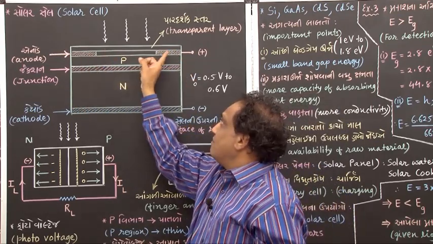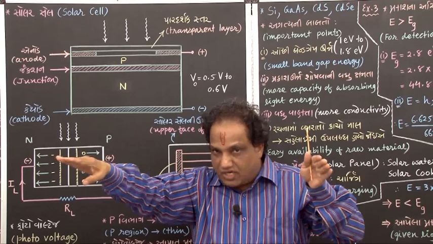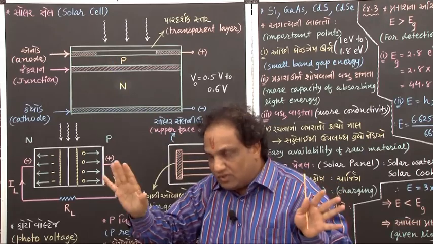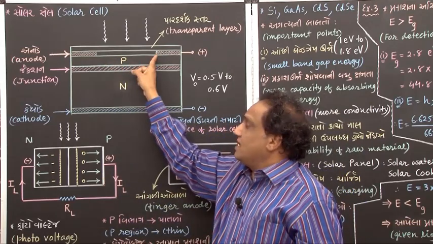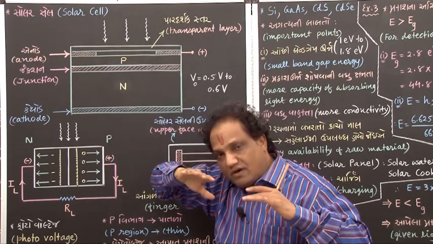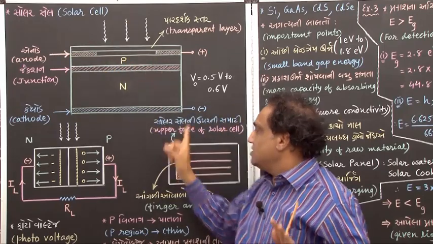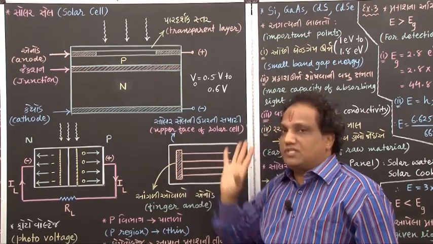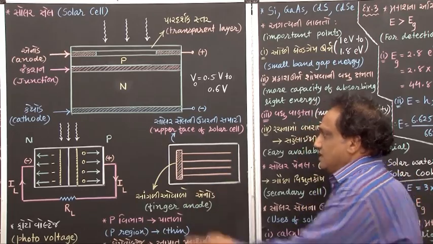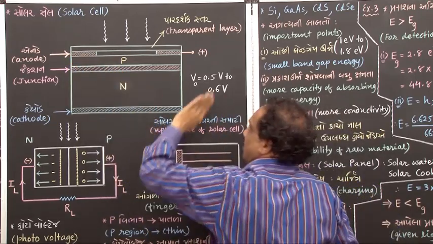That's why I am showing this shaded part as the anode, but it is not the whole continuous metallic sheet. Otherwise, it will cover up the P-type semiconductor completely. We want to keep this part of the P-type semiconductor exposed, open to incident light. That's why we arrange this sort of finger anode in this construction. So here is a finger anode: this is the metallic strip, these are the metallic wires, and one such anode is here and one is here.